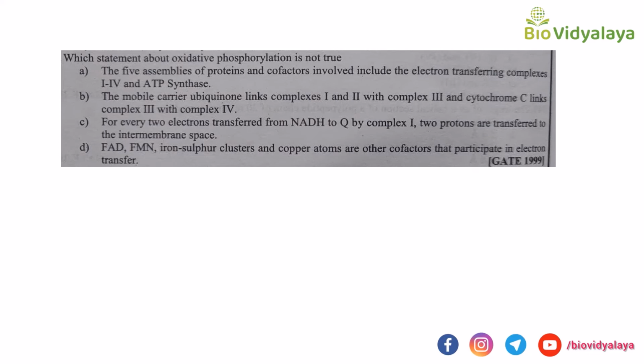So from these statements about oxidative phosphorylation, we have to select the statement that is not true. The wrong statement we have to select. So first, statement A: the 5 assemblies of proteins and cofactors involved include electron transferring complexes 1 to 4 and ATP synthase. So in oxidative phosphorylation, 5 assemblies of proteins and cofactors are involved, including the electron transporting proteins complex 1, complex 2, complex 3 and complex 4, and ATP synthase. Yes, this is correct.